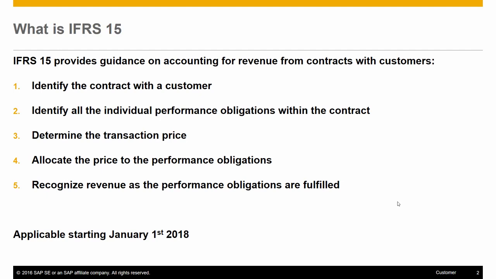Here are the steps as described in the new standard. Identify the contract with the customer. Identify all the individual performance obligations within the contract. Determine the transaction price. Allocate the price to performance obligations. And recognize revenue as the performance obligations are fulfilled, which means revenue is recorded and recognized at the time the service or product is delivered.